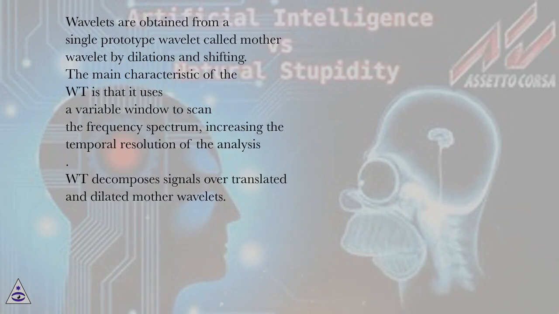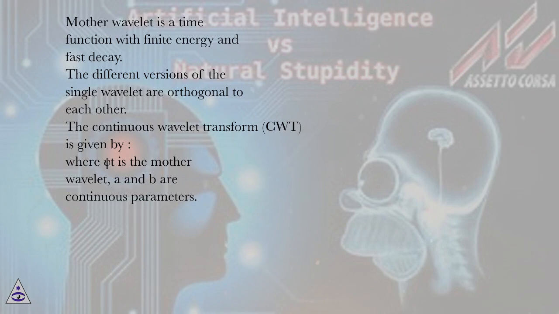Wavelets are obtained from a single prototype wavelet called the mother wavelet by dilations and shifting. The main characteristic of the WT is that it uses a variable window to scan the frequency spectrum, increasing the temporal resolution of the analysis. WT decomposes signals over translated and dilated mother wavelets. Mother wavelet is a time function with finite energy and fast decay. The different versions of the single wavelet are orthogonal to each other.